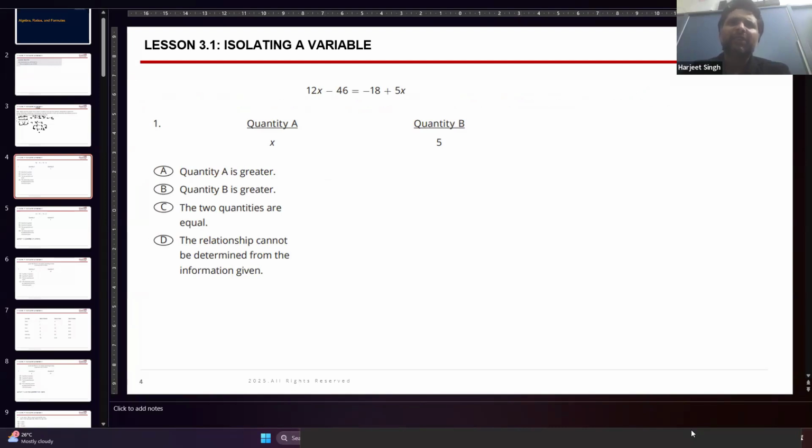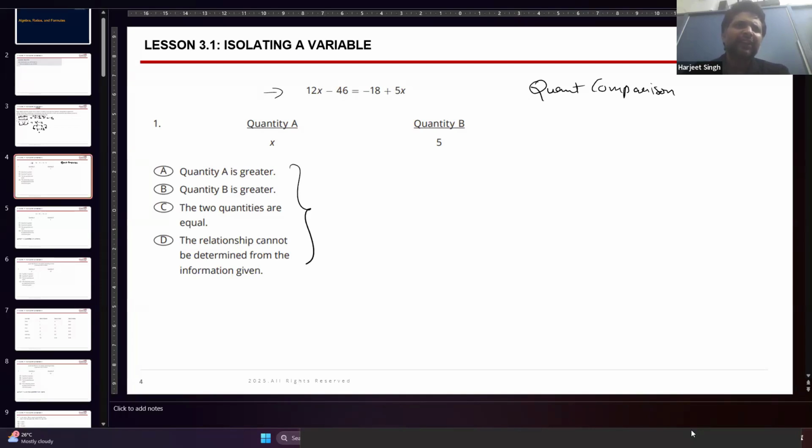So 12x minus 46 is minus 18 plus 5x. So now this is called a quant comparison problem. These are commonly seen in the exam, unique to GRE. And typically what happens here is that you're given the question stem, some context to the problem, and then you are given a quantity A and B, and they ask you to compare A versus B.